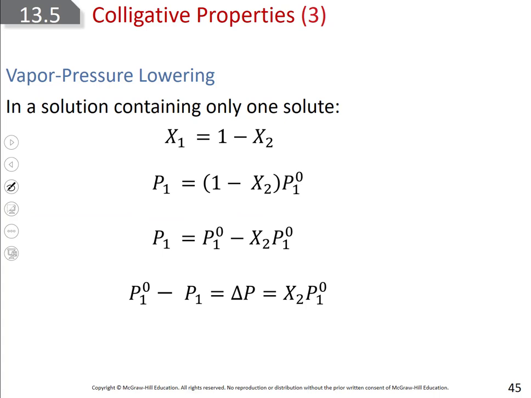So we can take this and try and make an equation that's a little bit easier to use and come up with this last one here. This is equation 13.5, still on that page. That shows that the change in vapor pressure, or your vapor pressure lowering, how much it lowered by, is equal to x2, the mole fraction of the second component, or your non-volatile component, times the initial vapor pressure of your first component. That's going to be your volatile component.